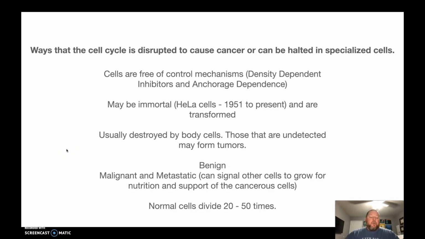So we have benign tumors, and then we have malignant and metastatic tumors, and these malignant and metastatic tumors can also signal other cells to grow in support of them and help in their nutrition. Okay, so the malignant and the metastatic tumors, these are the ones that are going to be most dangerous to you.